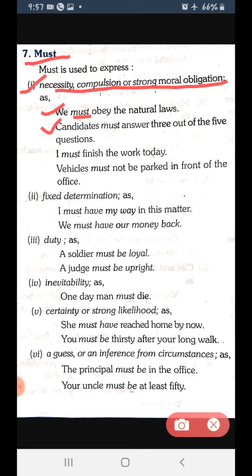Now next example, candidates must answer 3 out of the 5 questions. That means 3 answers are required. Similarly, number 3, I must finish the work today. And example number 4, vehicles must not be parked in front of the office. So here must shows necessity, compulsion or a strong moral obligation. Clear?